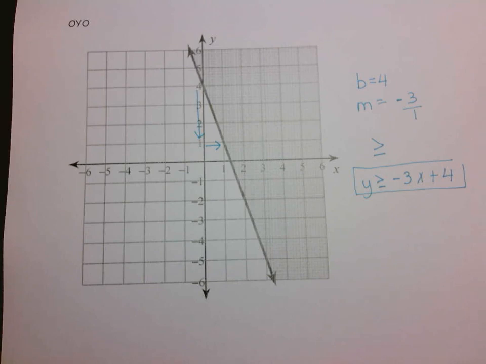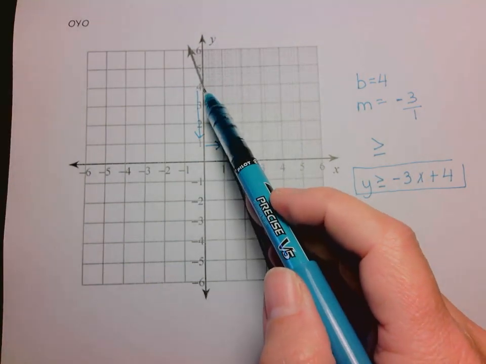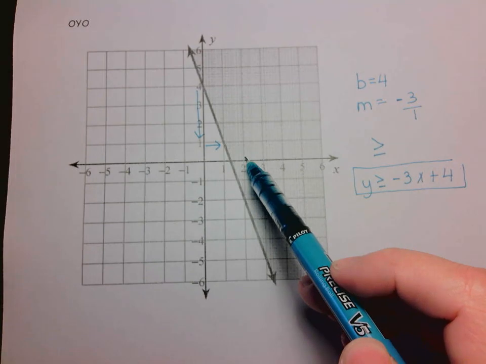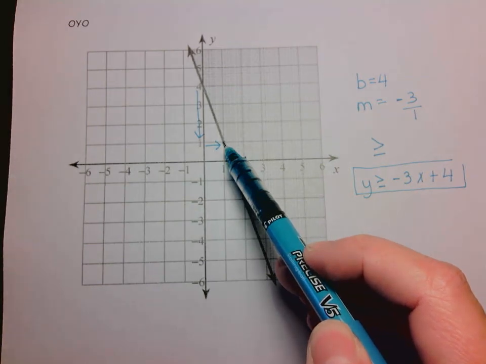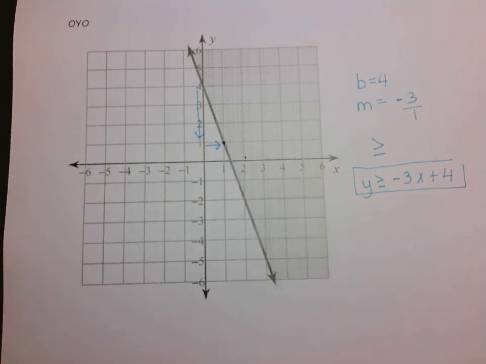Here's the answer. Y is greater than or equal to -3x plus 4. My y-intercept is at +4. I have a negative slope. And how do I go from one point to the next? Here I'm going down 3 and over 1. So my slope is going to be -3/1. It's highlighted up towards those positive y values, so it's going to be a greater than.